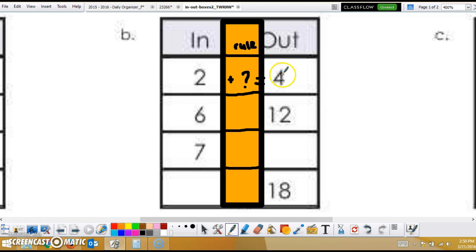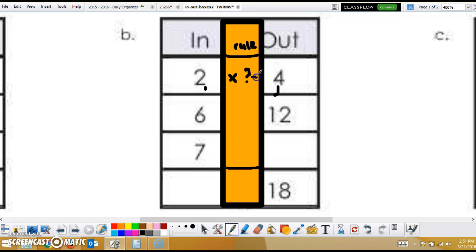2 plus question mark equals 4. I have to take 4 and 2 and do the opposite, which is 4 minus 2, to solve for the question mark, which tells me 2 should be my answer. But can I add 2 to every single one to get the same answers? It's not going to work. 2 plus 2 certainly works, but 6, applying the rule plus 2, does not get me 12. Well, that tells me that this cannot be my rule, which also tells me that instead of adding, I'm actually multiplying. But what am I multiplying by?